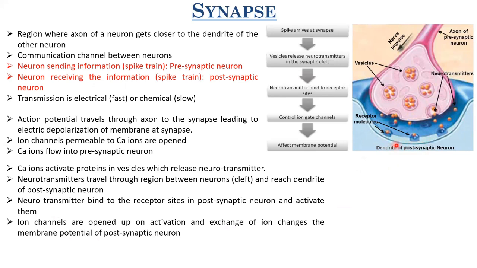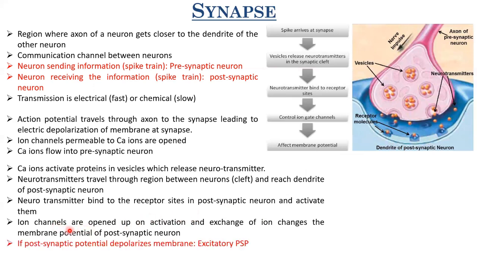This leads to a change in the membrane potential of the postsynaptic neuron. So the postsynaptic neuron is not in its resting position anymore. The membrane potential has changed. Why has it changed? Because these neurotransmitters have activated these receptor sites, and the moment they activate them, the postsynaptic neuron can exchange ions, and because of that its membrane will either depolarize or hyperpolarize, leading to a change in its membrane potential.